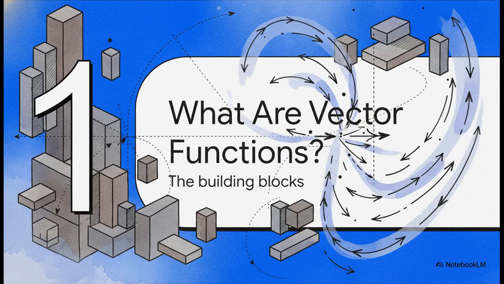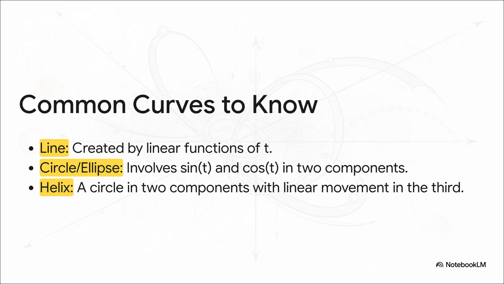So, let's start right at the beginning, with the building blocks. If you can really get these core ideas down, the examples we're about to do will make so much more sense. There are a few common shapes that just pop up over and over again. So, if your x, y, and z components are all just simple linear functions of t, you're going to get a straight line. Easy enough. Now, if you spot sine and cosine showing up in 2 of the components, you should immediately be thinking circle or ellipse. And what if you have that circle motion happening, but the third component is also moving in a straight line? Well, that's a helix. Just picture a spiral staircase.